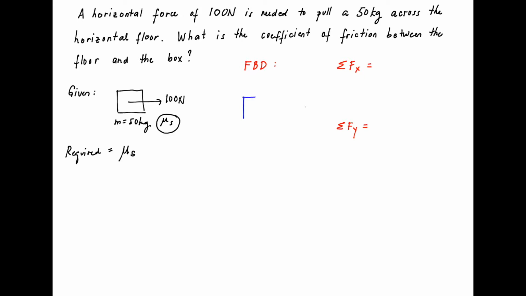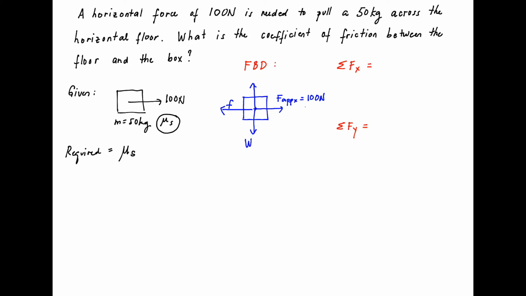So we have to represent it with a box. And we have here the applied force, which is the F applied in the x direction, and we have here 100 Newton. And then we also have the frictional force, so we will represent it with a small letter f. And we also have the weight of the box.